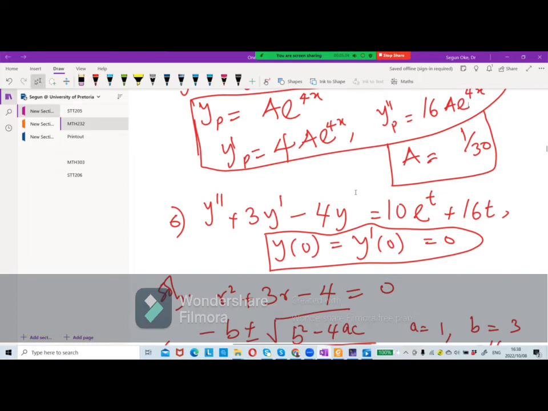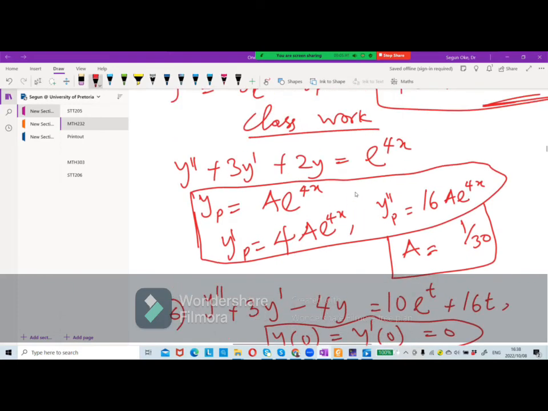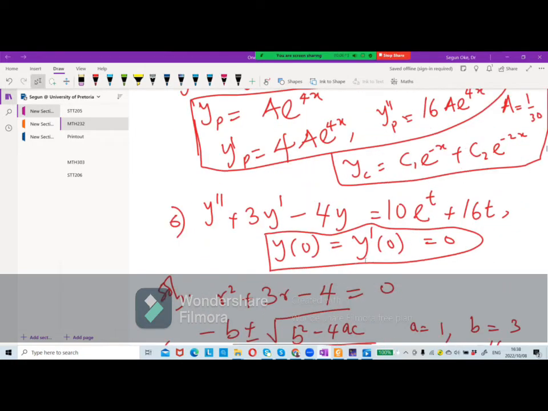Initially, what is our y complement for this particular case? Your a in this case is 1 over 30, and our y complement is the same thing as c1 exponential negative x plus c2 exponential negative 2x, the way we solved it the other time. So our general equation has everything together. So let's move on to the exponential problem.